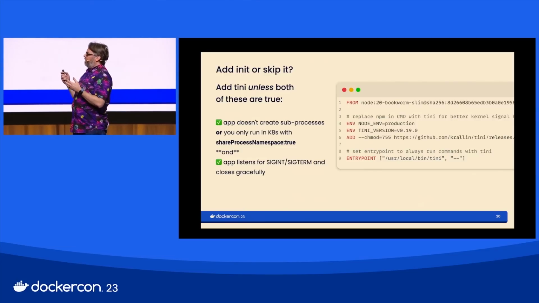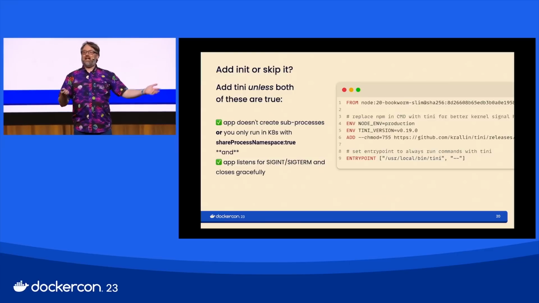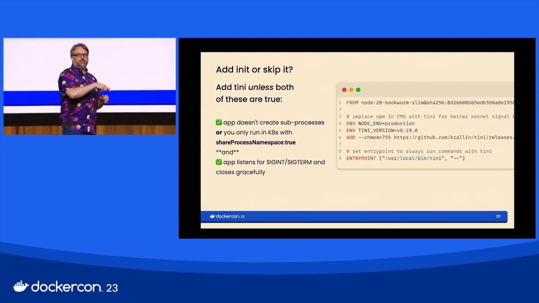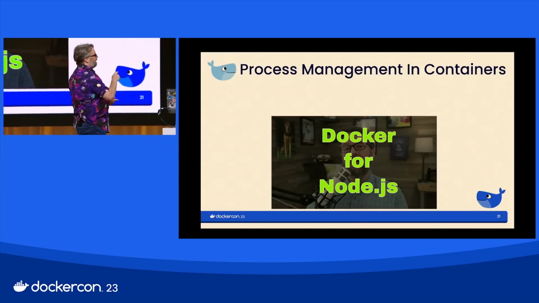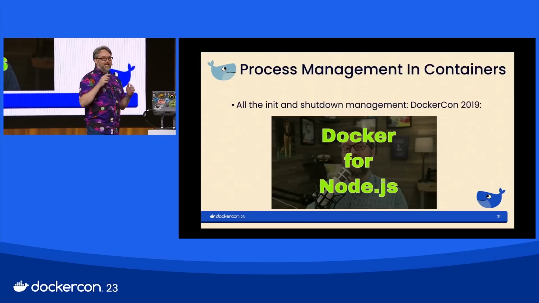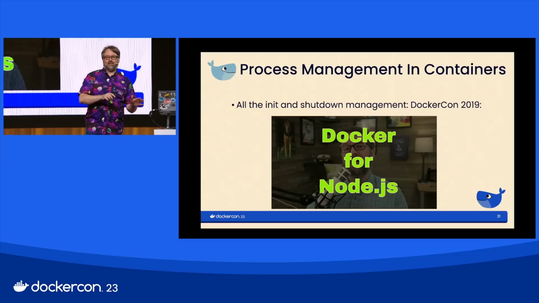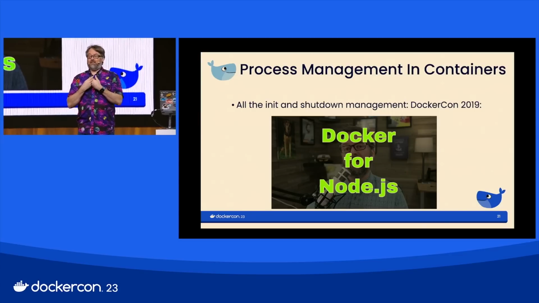So for everyone else, we should have Tini in there, and you shouldn't just have it here. You should probably also use it in any exec probes or any health checks. If you're actually calling out to the file system, you should be using it there as well. This is the talk, it's 2019 actually. It's still all relevant when it comes to process management and signal processing. I personally like to write all of this into my Node app.